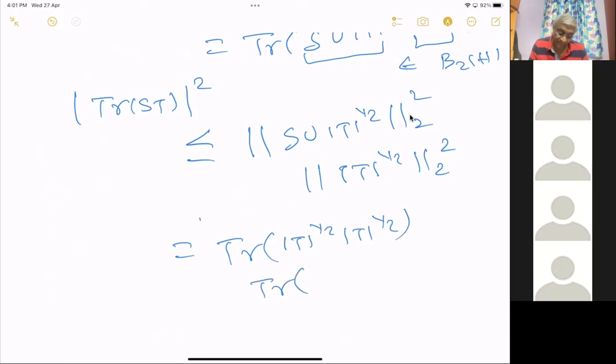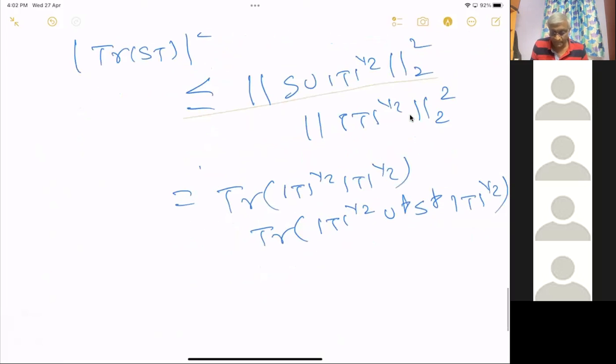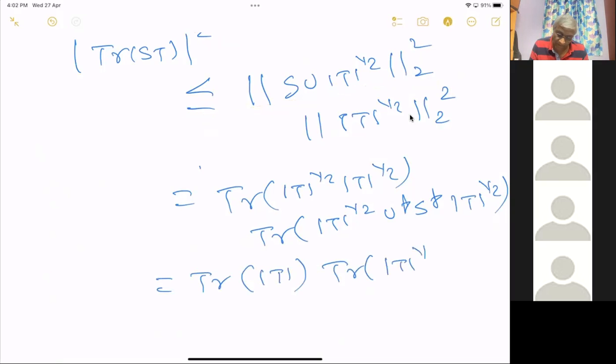Okay, again here, I have to take the... But here it will be T^(1/2) |T|^(1/2) U* S*. Then |T|^(1/2). Okay, this is okay. I have just written the Hilbert-Schmidt inner product. Now this is equal to trace of |T|, so we have got that, and trace of |T|^(1/2) U* S* |T|^(1/2).